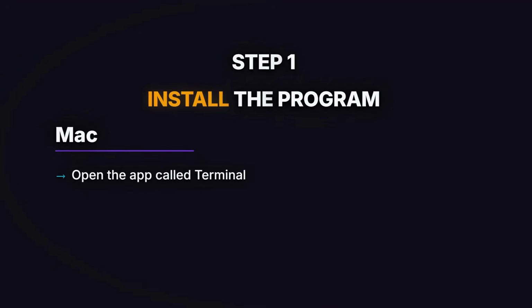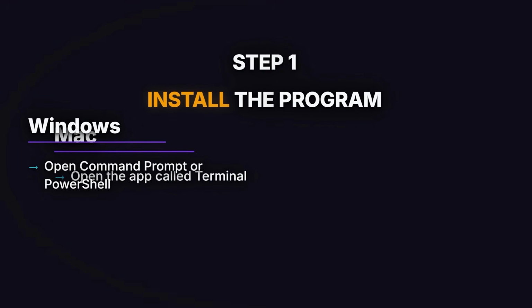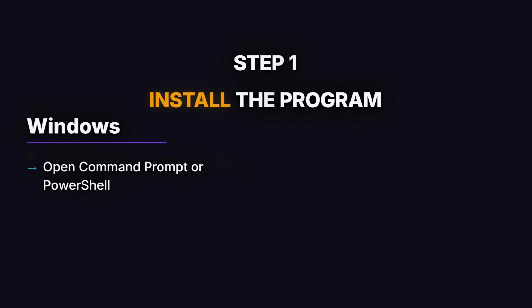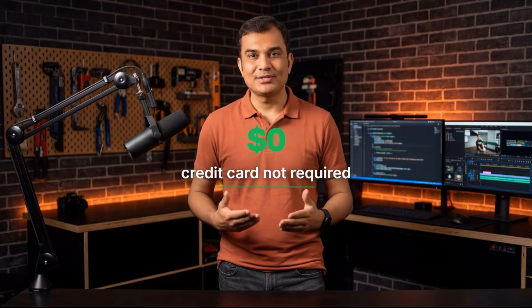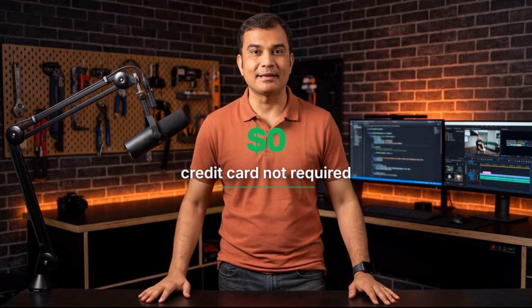Step 1. Install the program. Open a terminal window on your computer. On a Mac, that is the app called Terminal. On Windows, the one called Command Prompt or PowerShell. Type one line: npm install -g @anthropic-ai/claude-code. Press enter, wait 30 seconds, the program lands on your machine. You now have Claude Code installed. That cost you $0 and 0 credit card numbers.